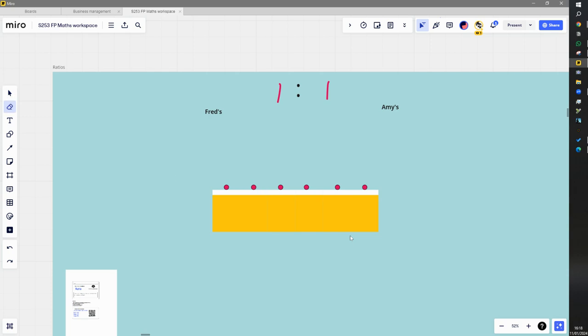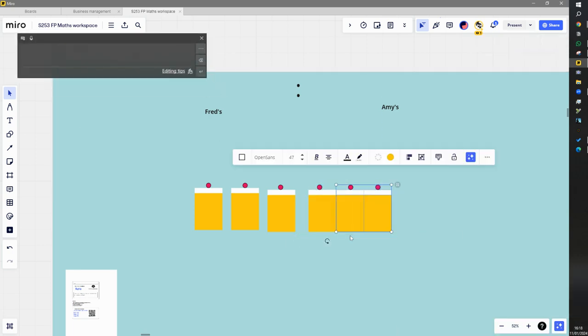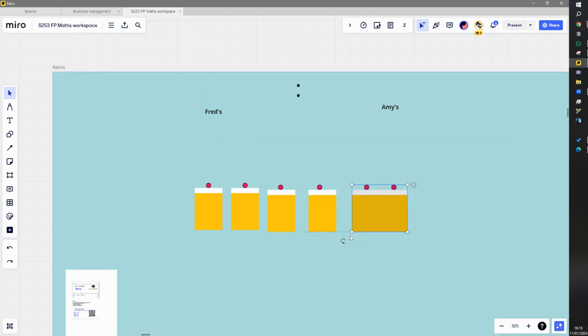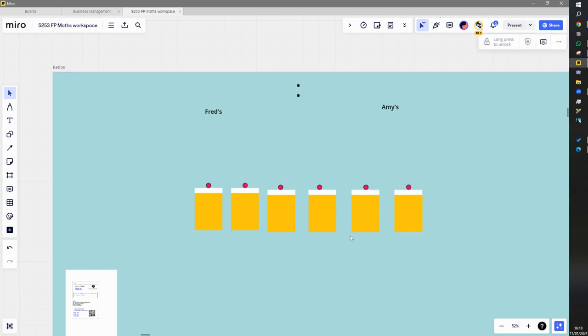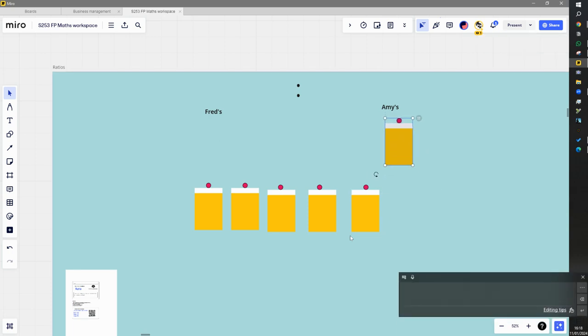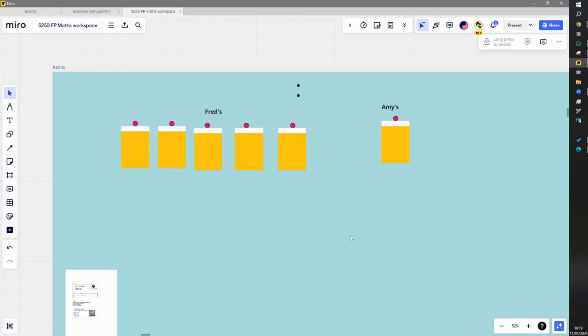And now we're going to divide it into 6 parts. So let's make a cut there, and a cut there, and there, and there. Oh, I want to keep the cherry. And there. Okay. So now what we'll do is we'll just give Amy 1 bit, and Fred is going to have the rest. So we have a total of 6 parts, and Fred has 5 of those, and Amy has 1.